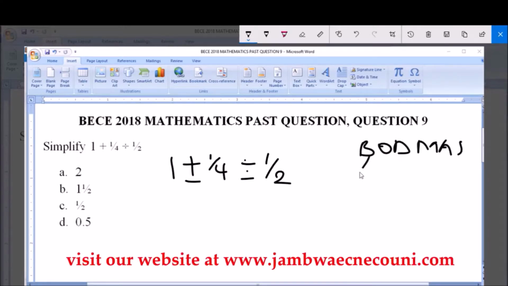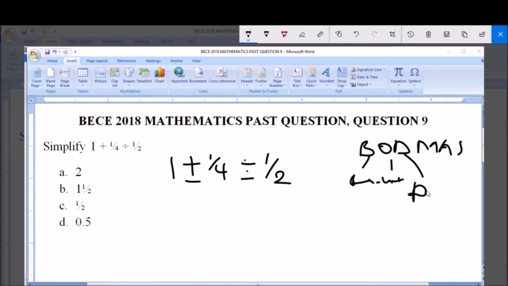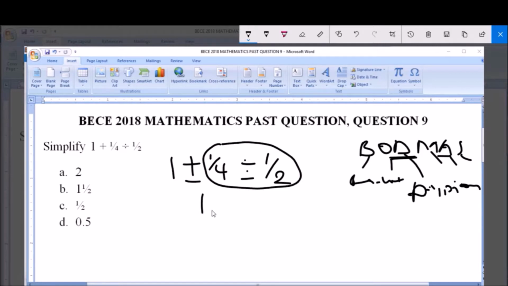of, division. This is division. M here stands for multiplication, A here stands for addition, and S stands for subtraction. If you look at this, you see that division comes first before addition. So we divide first. We pick division first of all. Now we have 1 over 4 divided by 1 over 2.